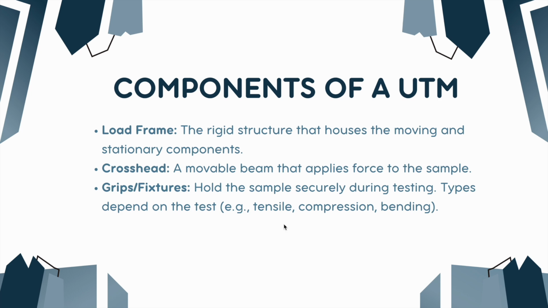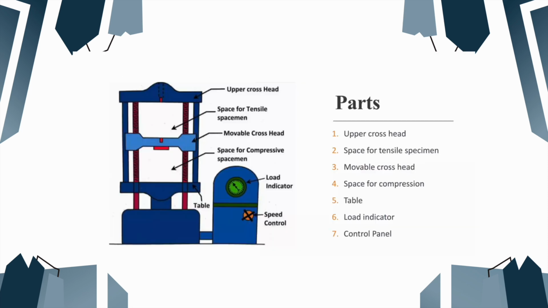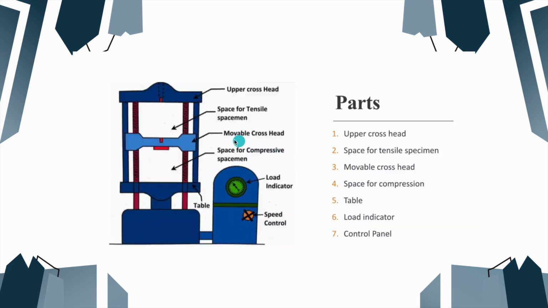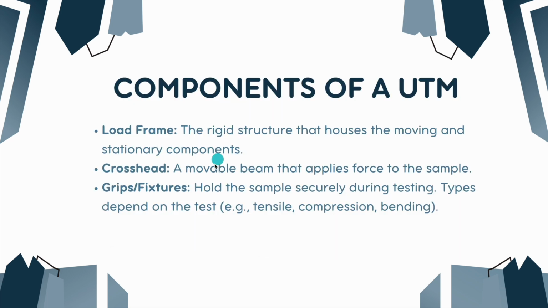So what are the components of a universal testing machine? As we can see, the load frame is a rigid structure that houses the moving and stationary components. Here we can see the load frame, and it comprises the stationary parts and the movable part. The crosshead is a movable beam that applies force to the sample. This is the crosshead that applies force in compressive or tensile tests, and then grips or fixtures.